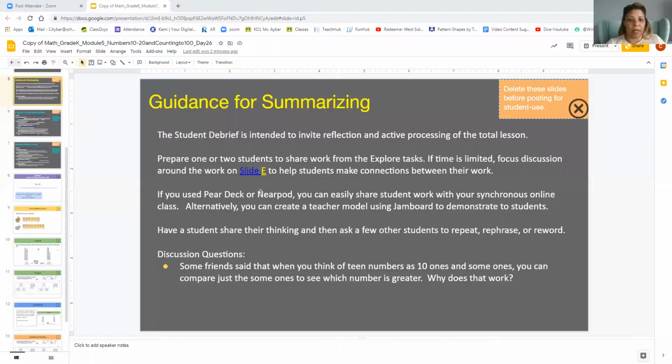Let's go back into the summary slide, which I just highlighted. So if you prepare one of the two students, and this is something that you can do as we do more of this work, you have a chance to get more of your students to answer. This is also a formative assessment, so you can actually go ahead and just ask those students, how do you know? What does this tell you? Some friends said, this is the question that we asked.